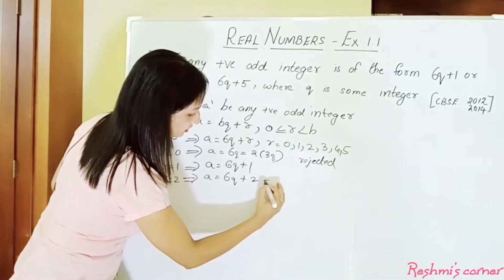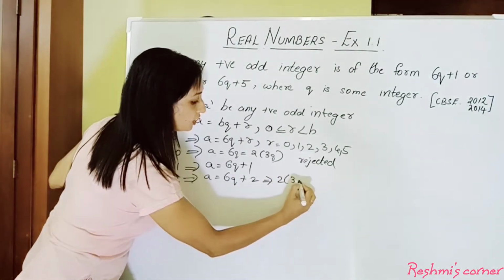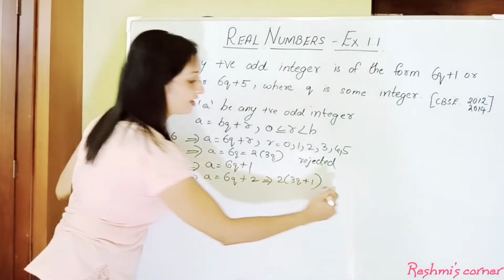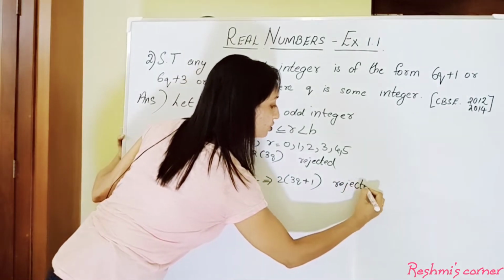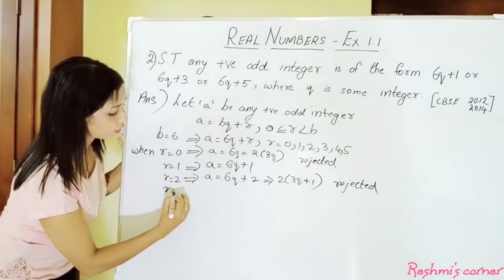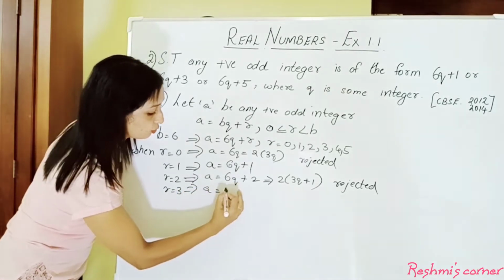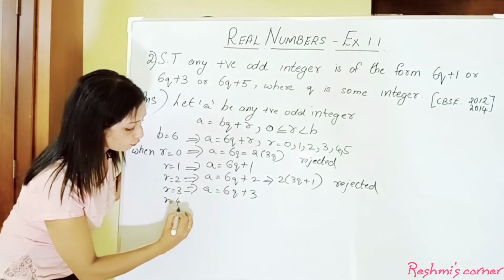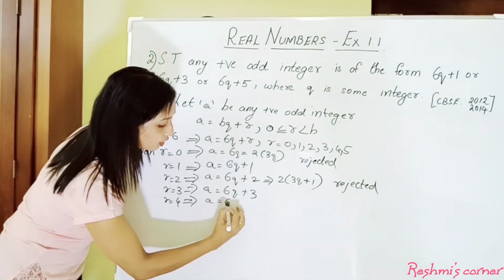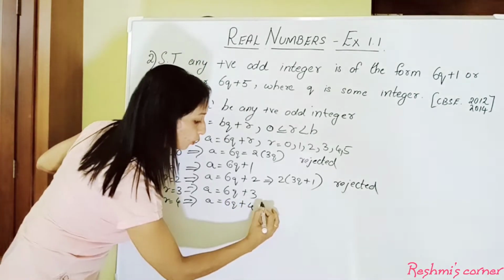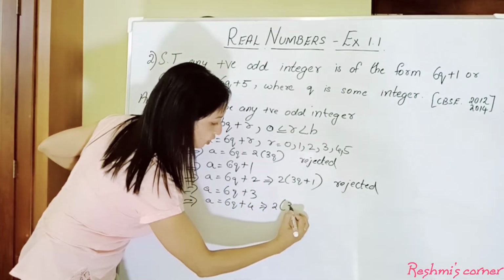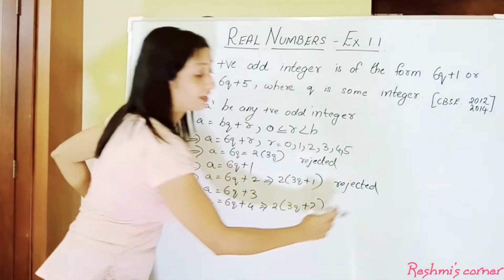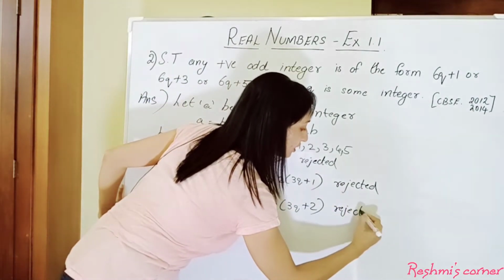So this can be written as 2 into 3q plus 1, which is again even, so we reject this case. So this is again rejected. Now when r is equal to 3, what happens? a is equal to 6q plus 3. Now when r is equal to 4, what happens? We get a is equal to 6q plus 4, which can be written as 2 into 3q plus 2, which is again an even number, and here again this case is rejected.